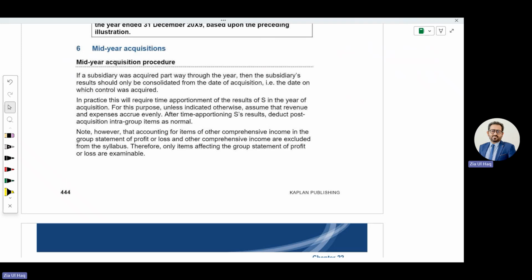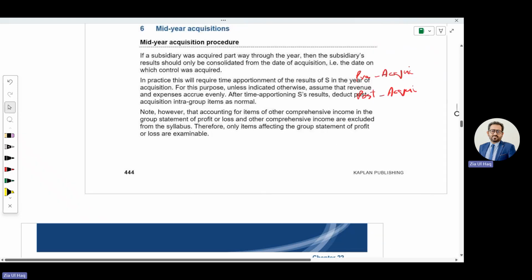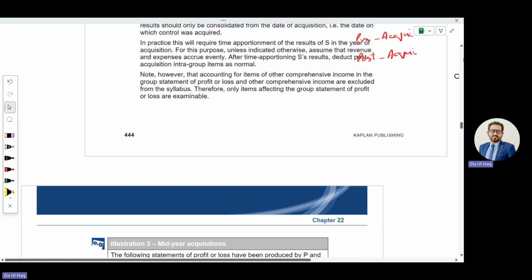There are two terms: pre-acqui and post-acqui. Pre-acqui means results before acquisition, which we will not consolidate. We need to consolidate post-acqui results, meaning after the date of acquisition. In the financial statements, they provide the complete year results, so we need to multiply by the number of months.